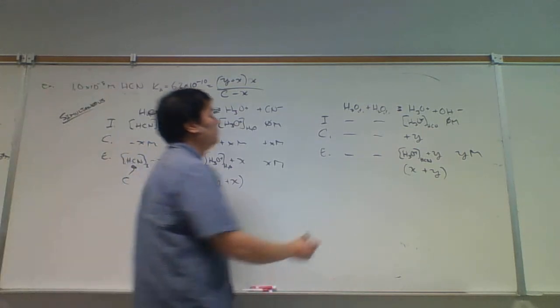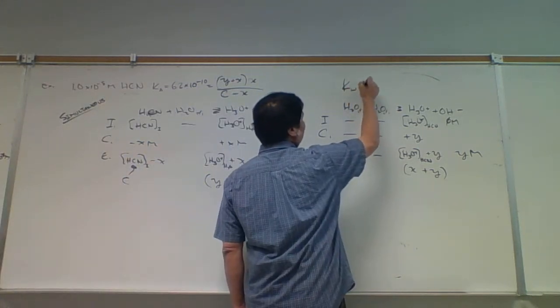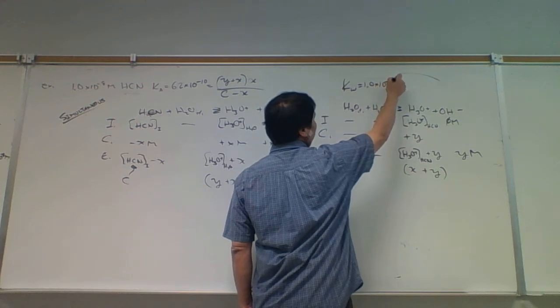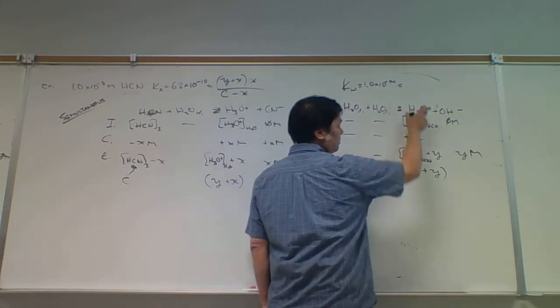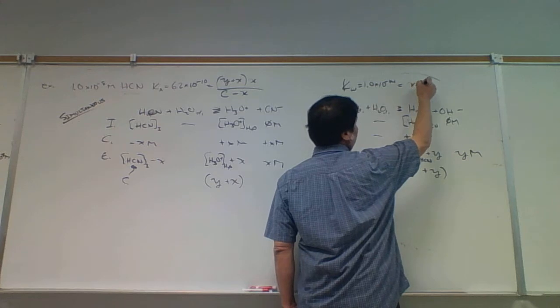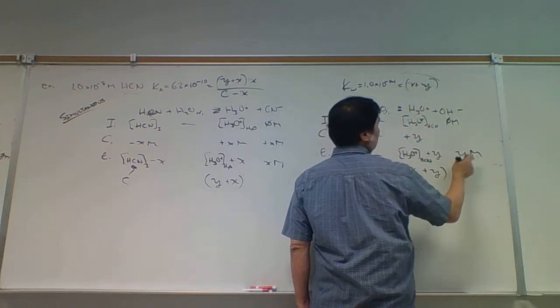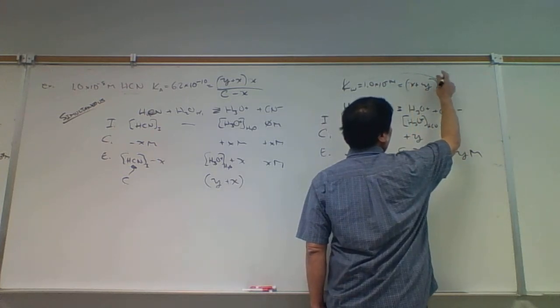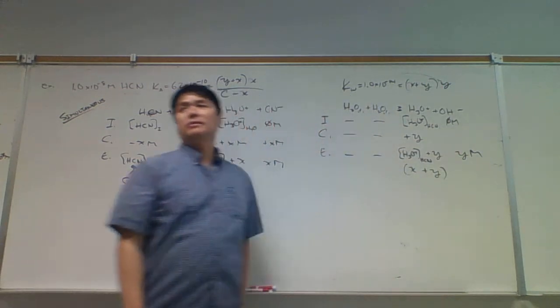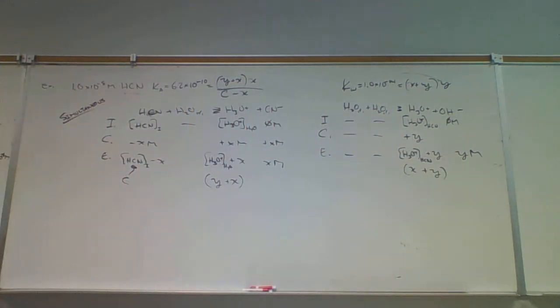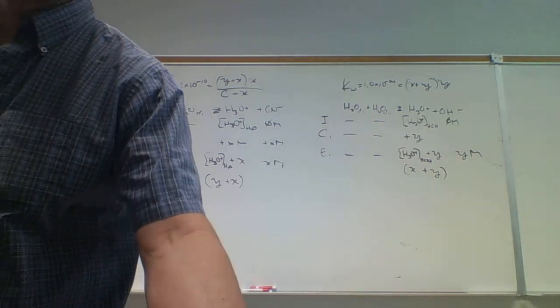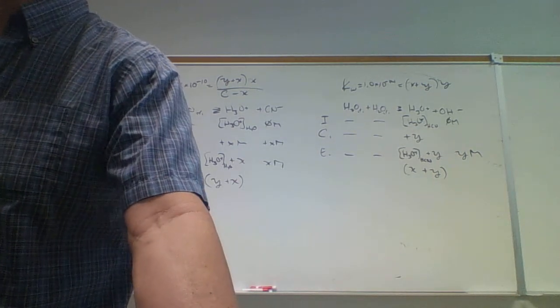And then over here we have Kw. You know, Kw is 1.0 times 10 minus 14. And that's going to equal the hydronium ion concentration at equilibrium, X plus Y, times the hydroxide ion concentration, Y. And so there we have it. We have two equations and two unknowns. Can you go ahead and solve that for me for X and Y? We're good. Let me show you in the book.